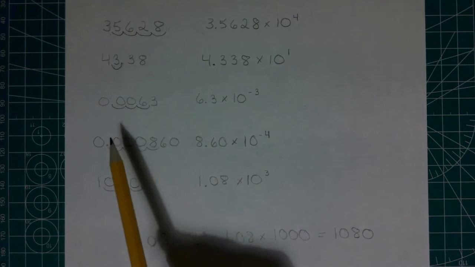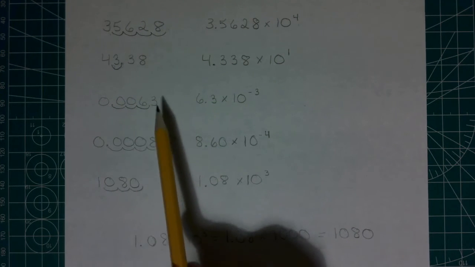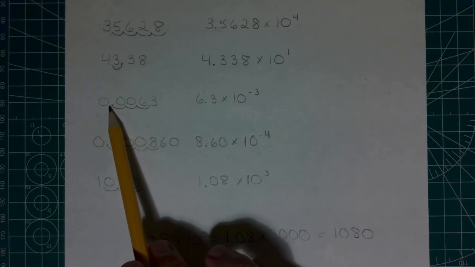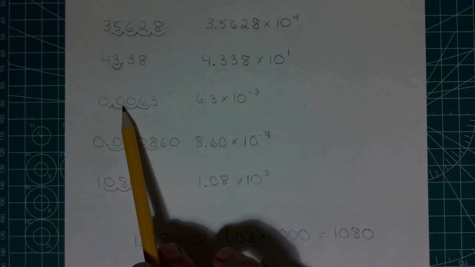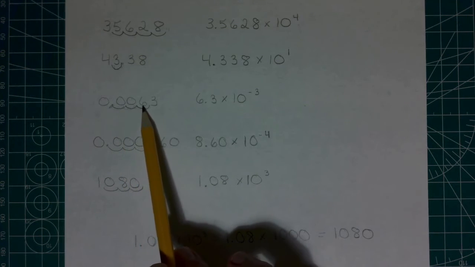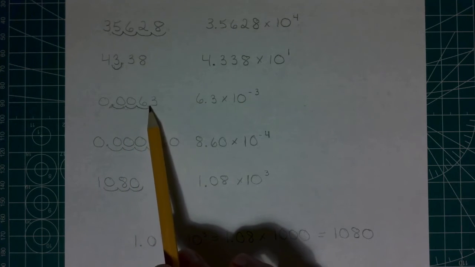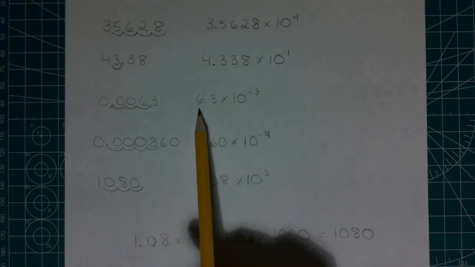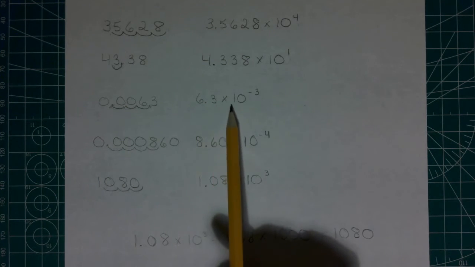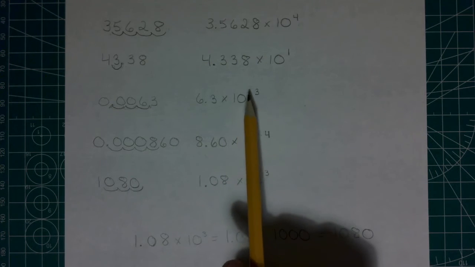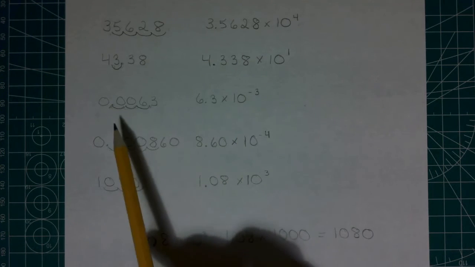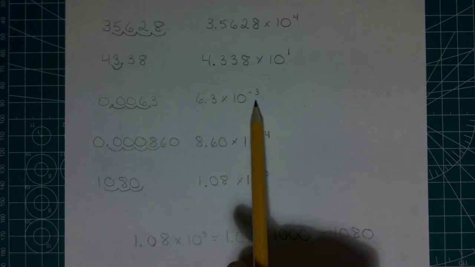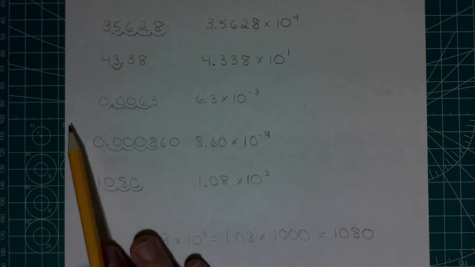Now, let's see if we started with a number smaller than 1. Like this guy, we've got our decimal place right here. In this case, we're going to move it to the right this time. 1, 2, 3, so that the decimal place is right after my first significant digit. We're going to write out all the significant digits, 6.3, and this time we're going to go times 10 to the negative 3. Because we're taking a smaller number and making it bigger, we're going to have a negative exponent.